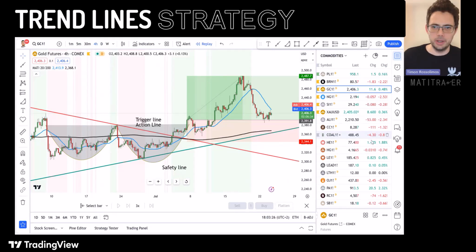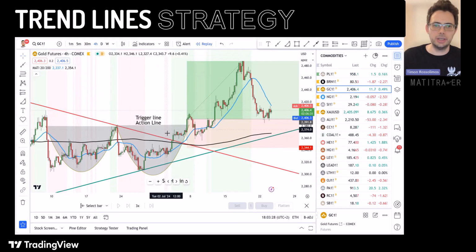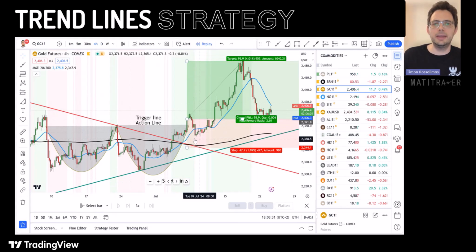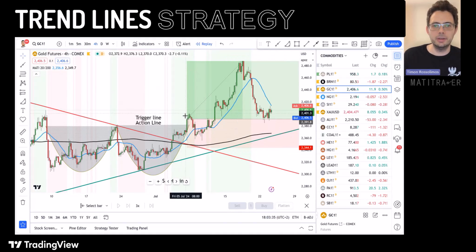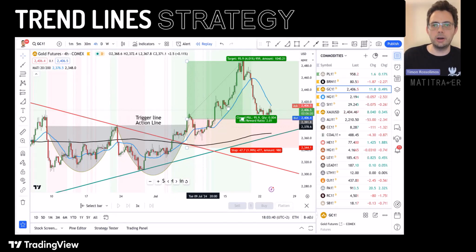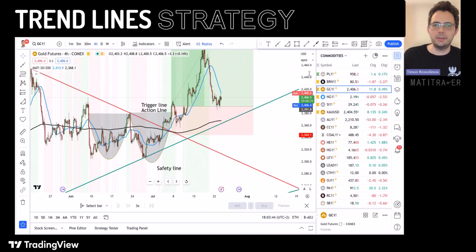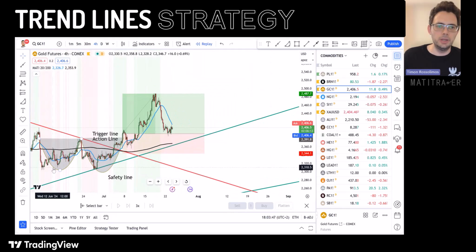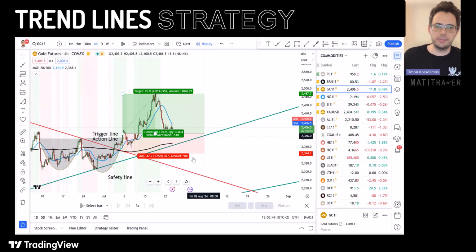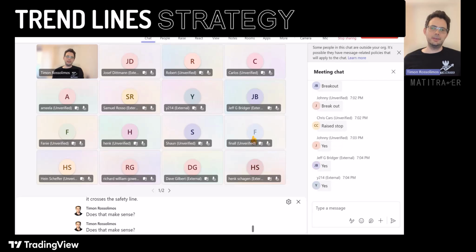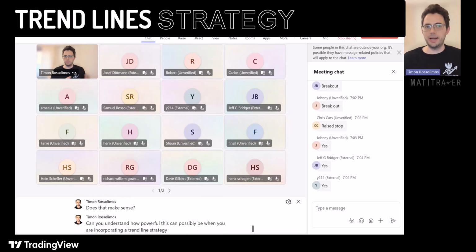which means that you now have two strategies that I'm giving you. The first one was the trend line strategy. For when it crosses the trigger line, you can get in or wait for the breakout of the pattern, right? And then once there's a breakout of the pattern, you go along and it continues up to your take profit. Or the second thing is that you continue holding like a medium-term trader until it crosses the safety line. Can you understand how powerful this can possibly be when you're incorporating a trend line strategy with breakout patterns?